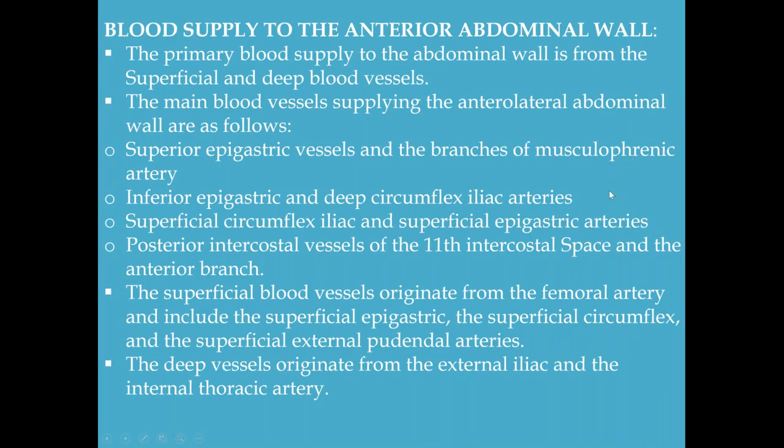So what about the blood supply of the anterior abdominal wall? The blood supply of the anterior abdominal wall is comprised of superficial and deep vascular supply. The primary blood supply is formed by superficial and deep blood vessels. The main blood vessels supplying the anterolateral abdominal wall are as follows.